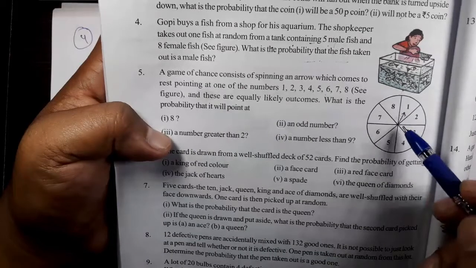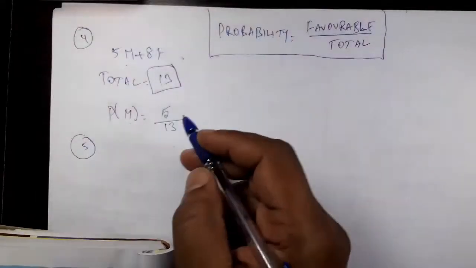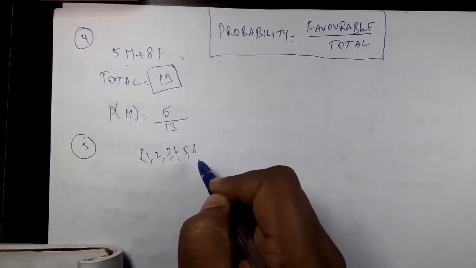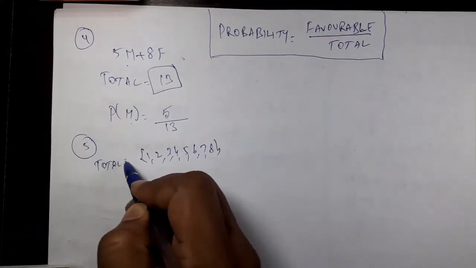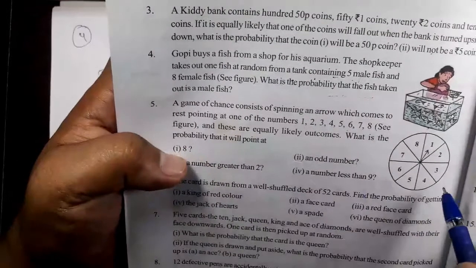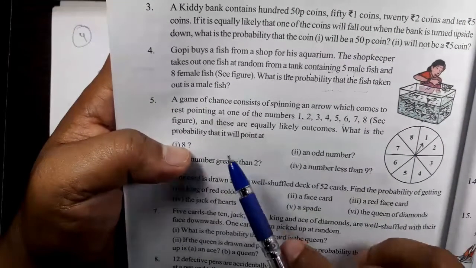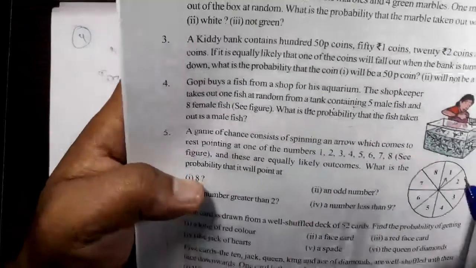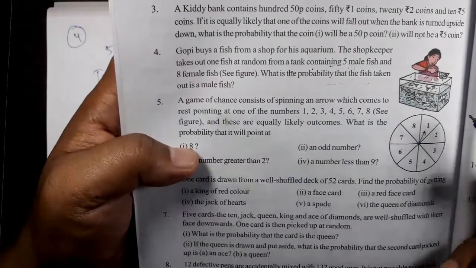Let us say it may stop here or here or here. How many chances are there for that arrow to stop? It may stop at 1 or 2 or 3 or 4 or 5 or 6 or 7 or 8. So total number of outcomes possible is 8. Out of these 8 stops, at any stop it may stop, right? And these are equally likely outcomes. Equally likely outcomes means all the outcomes have equal chance.